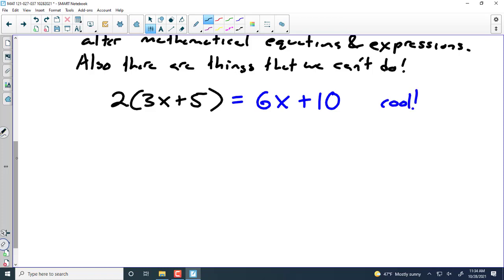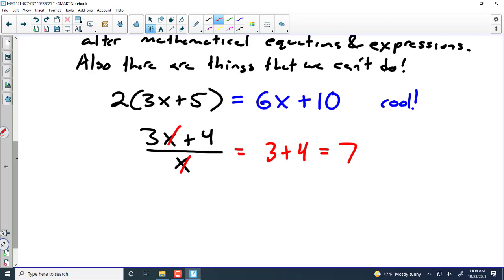How about this? Am I allowed to cancel these x's, make that 3 plus 4, and write it as 7? Can I do that? No. I can't cancel those x's because both terms on top don't have an x. This is not a rule. You cannot do this. That's not all right. But sometimes we think something's a rule when it's not. How about this?